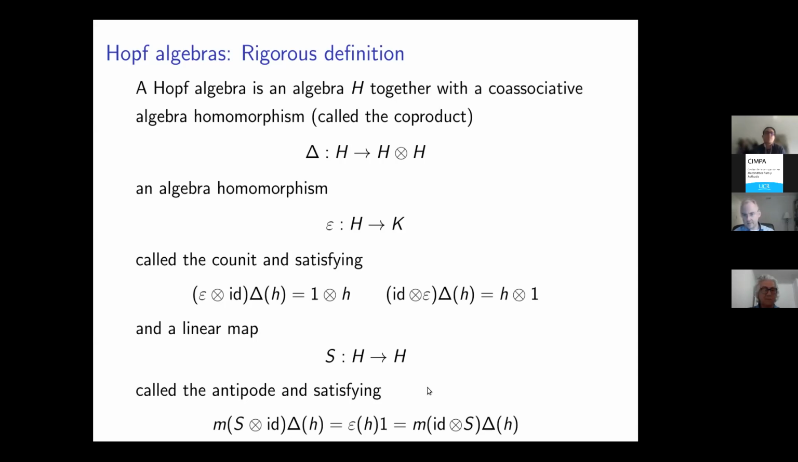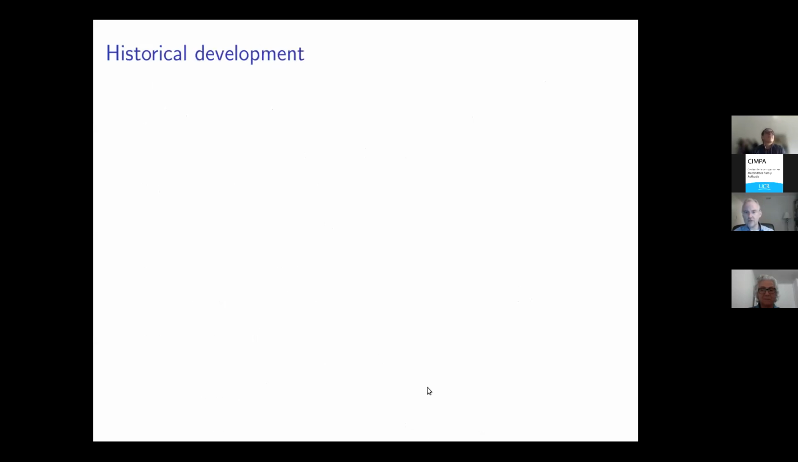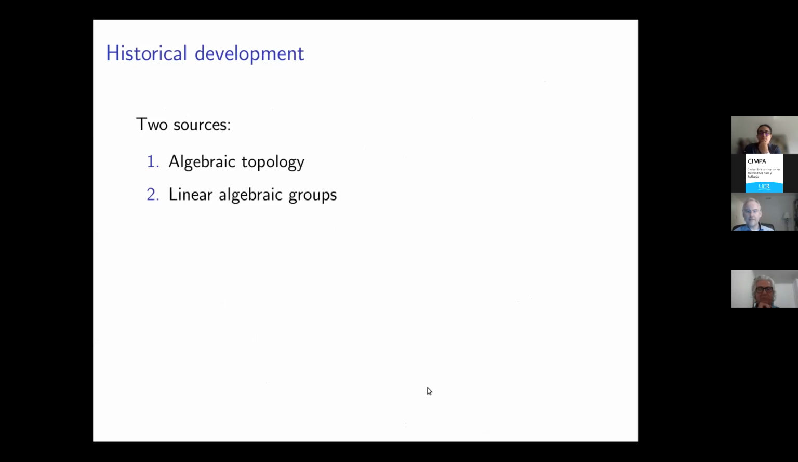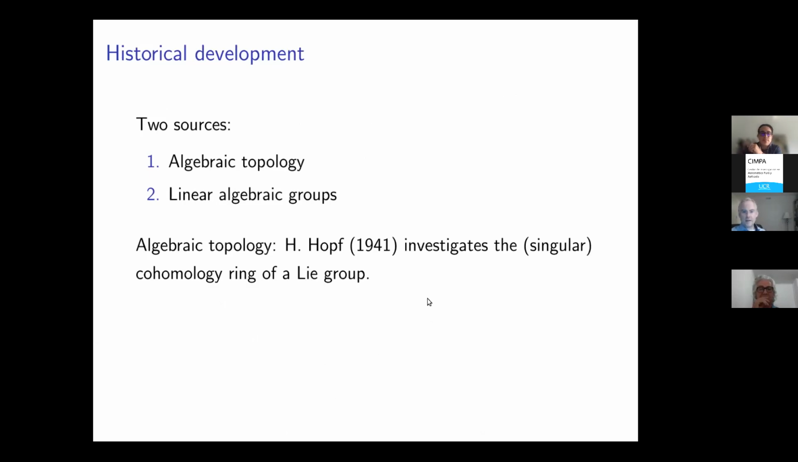And what I want to discuss now is I want to give a little historical account of how this notion came about. So there were two main sources for the theory. The first source was algebraic topology, and the second source was linear algebraic groups. And I will discuss both of them briefly now. So in algebraic topology, this is where really the name comes from.